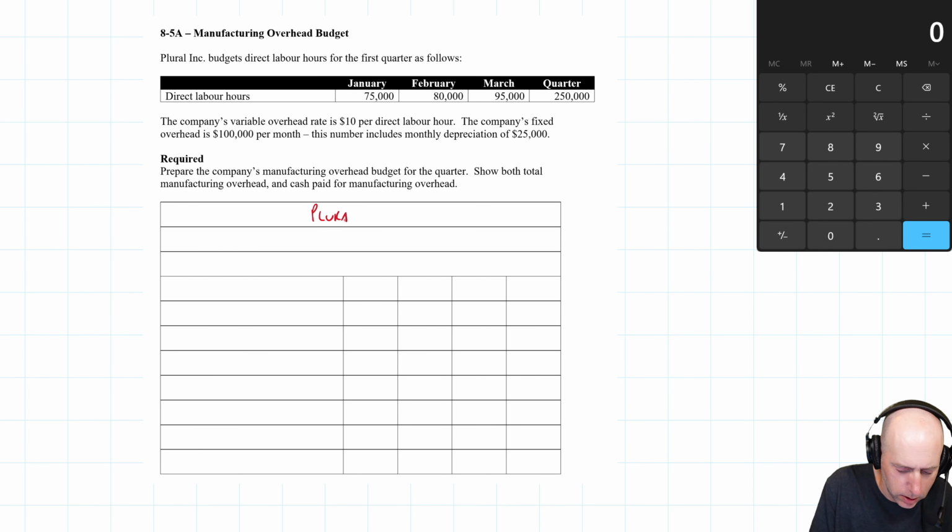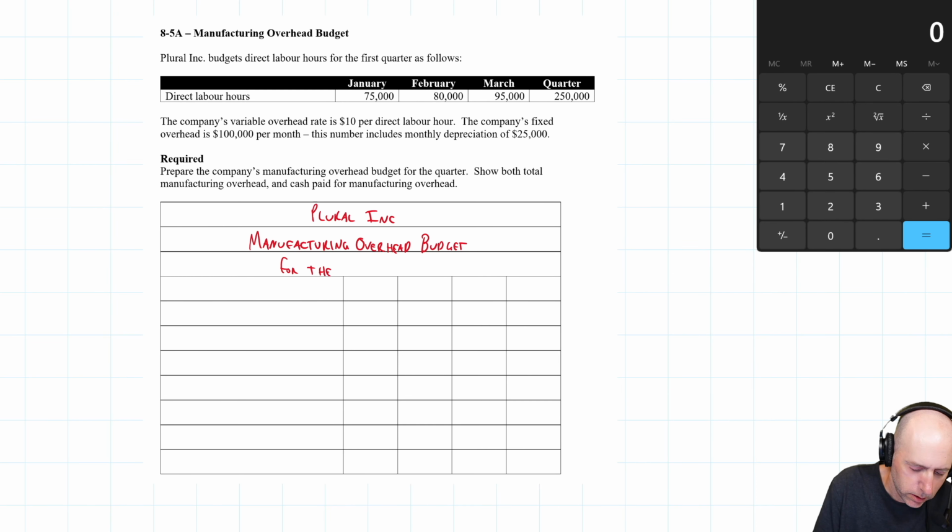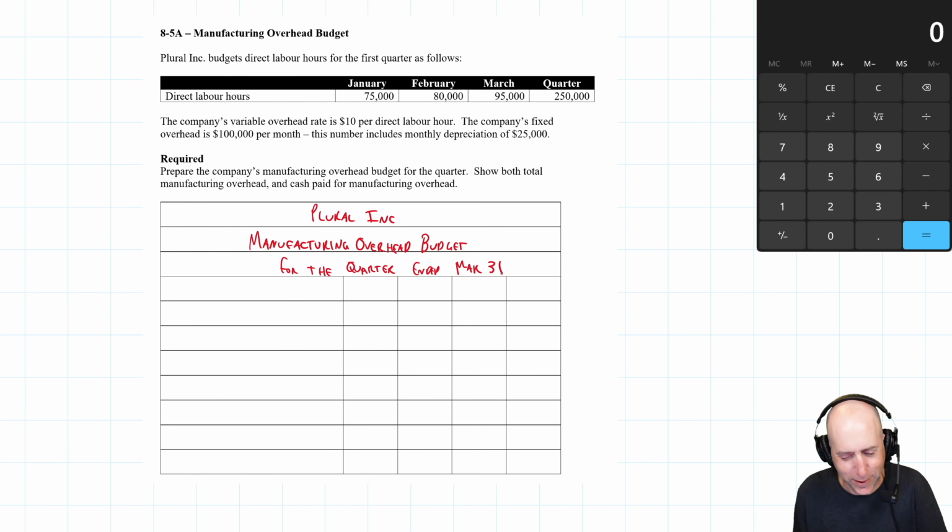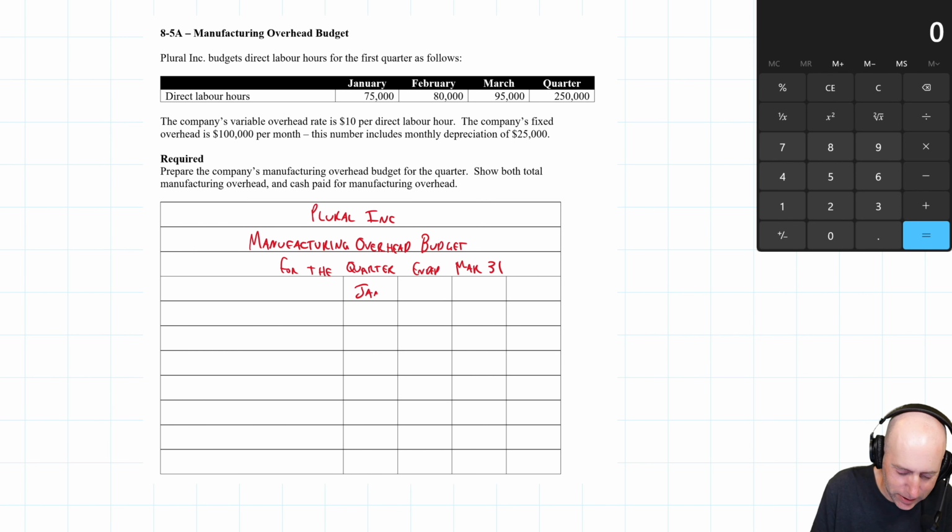So Plural Inc. Manufacturing overhead budget for the quarter ended March 31st. Okay, so we've got our three months in the quarter, January, February, March. We've got a quarter total here.